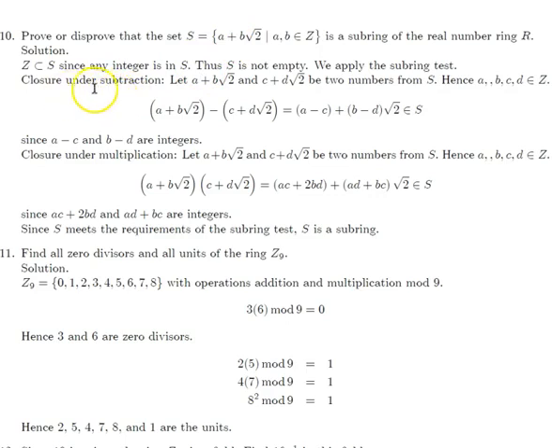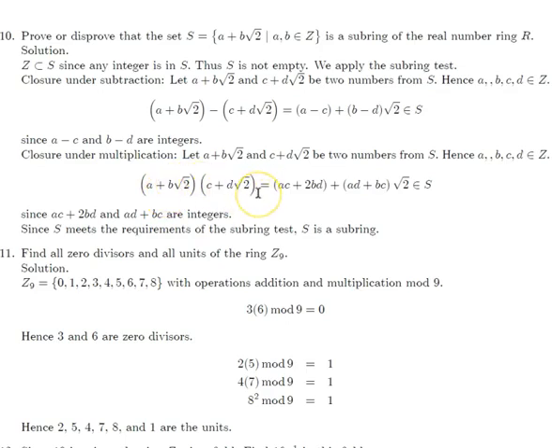applies. First, we check that if we have two numbers from S, then their difference is also in S. And it is the case because A, B, C, D are integers, and therefore A minus C and B minus D are integers. That is, this is a number from S. And closure under multiplication is verified easily too.